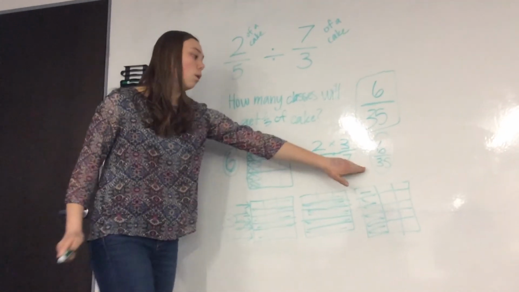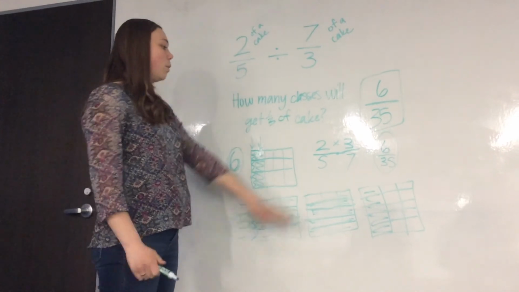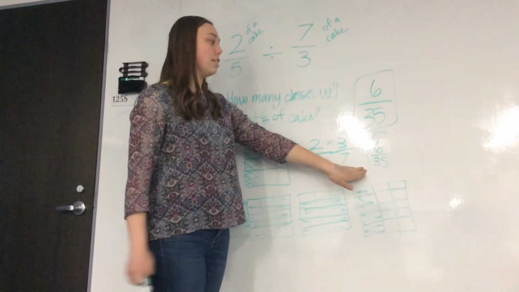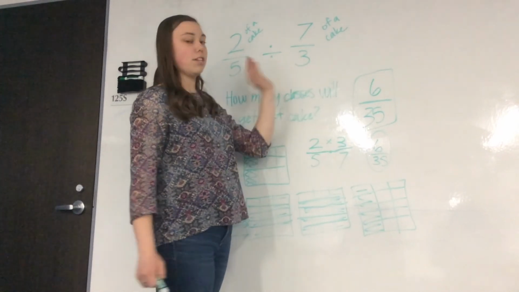So going back to the whole, we asked how many classes will get 7/3 of a cake. 6/35 of a class will get 7/3 of a cake.